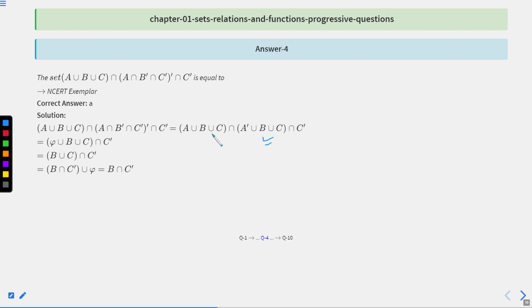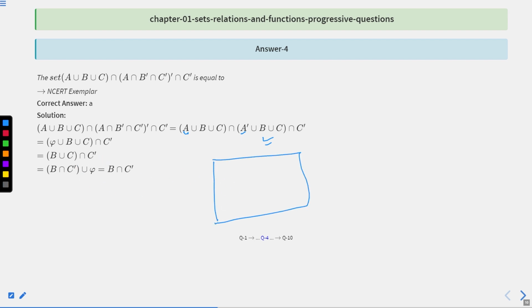Now (A ∪ B ∪ C) ∩ (A' ∪ B ∪ C). Now see here A and A' are there, right? So it becomes φ ∪ B ∪ C ∩ C'. Now φ ∪ B ∪ C becomes B ∪ C, so (B ∪ C) ∩ C', right?